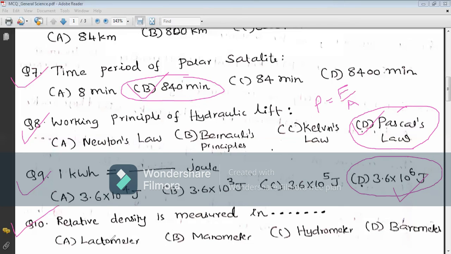Question 10. Relative density is measured in lactometer, manometer, hydrometer, barometer. The right answer is hydrometer. I should go ahead with option C. So relative density is measured in terms of hydrometer.